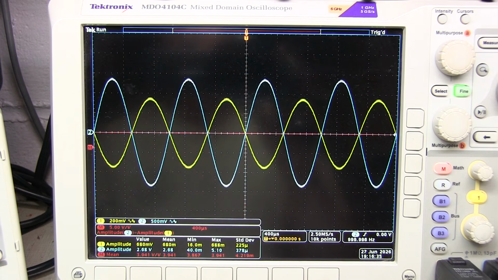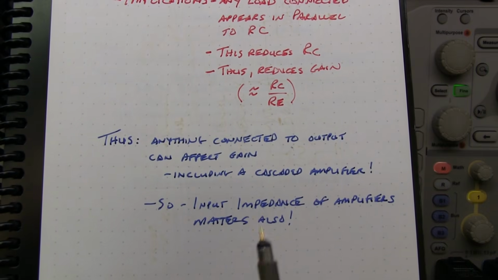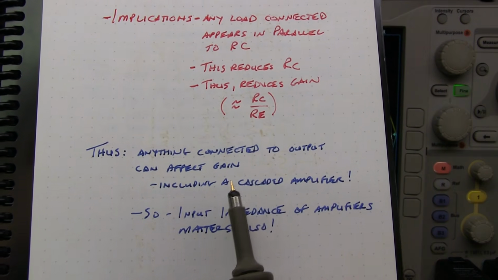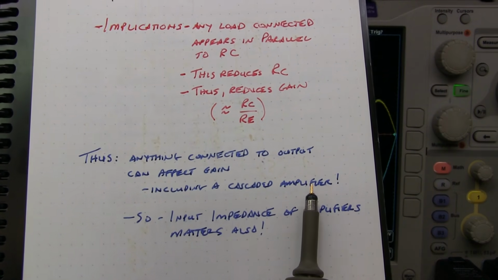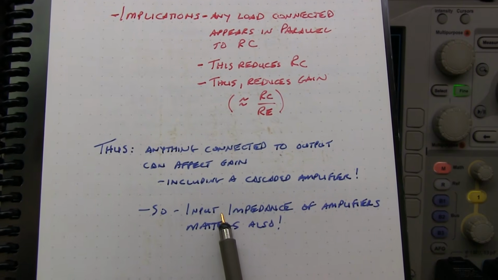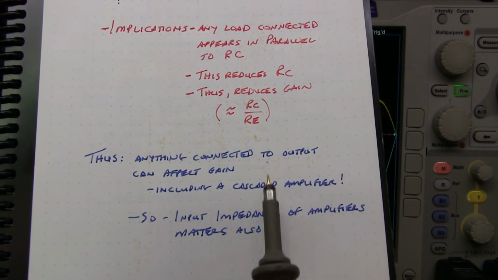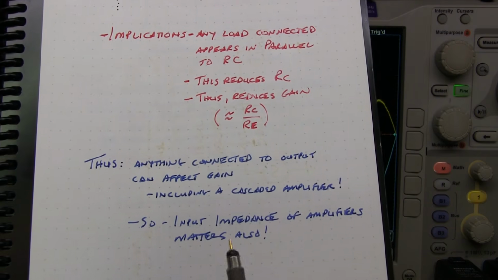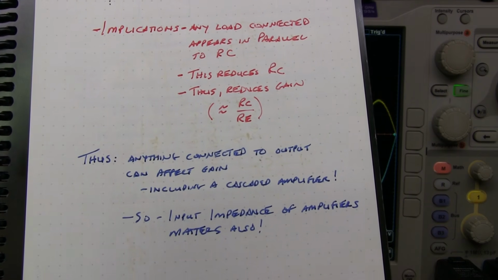So we can certainly see that anything connected to the output of this amplifier can affect its gain, including a cascaded amplifier, meaning that the input impedance of an amplifier that is following this one is going to affect the gain of this amplifier. So let's go take a look at input impedance next.